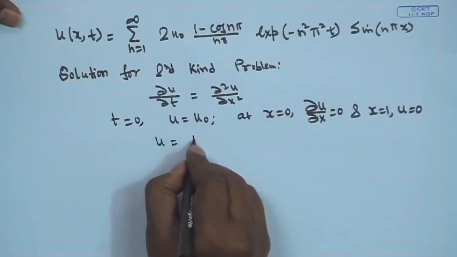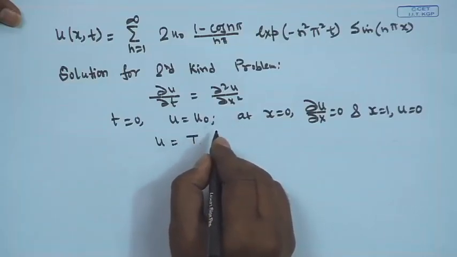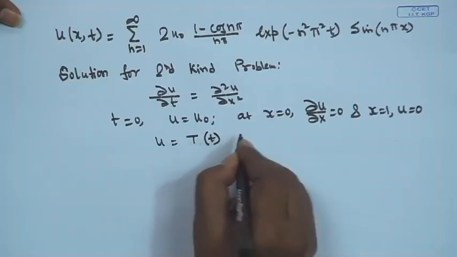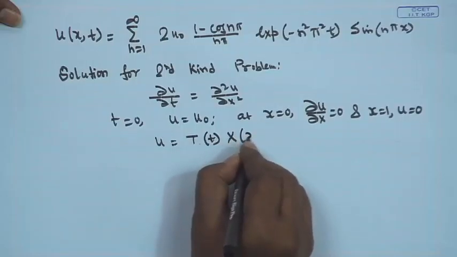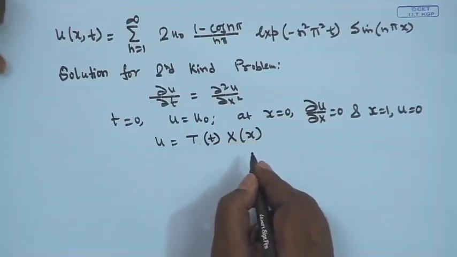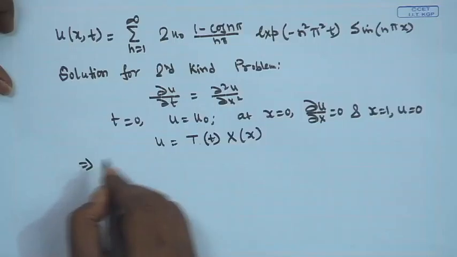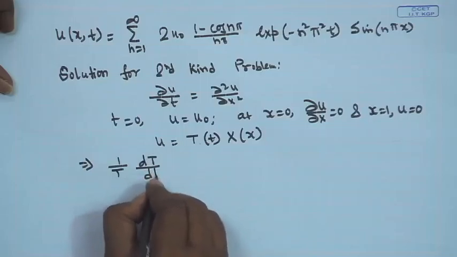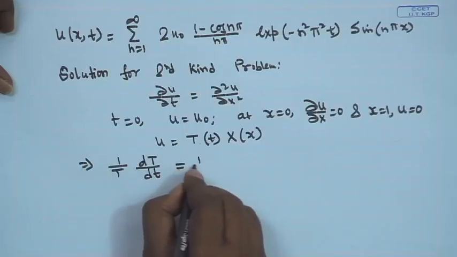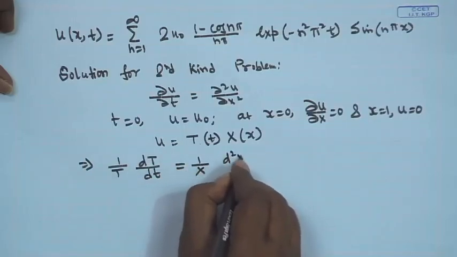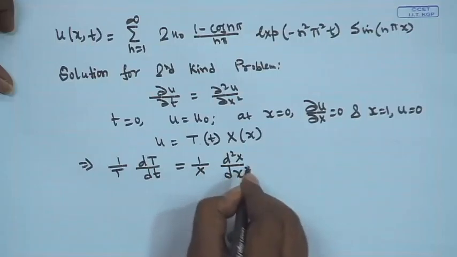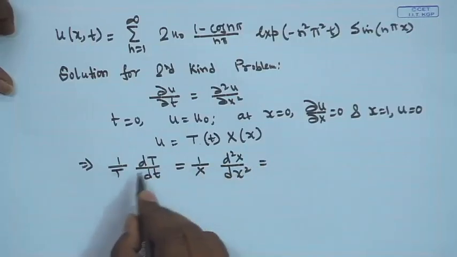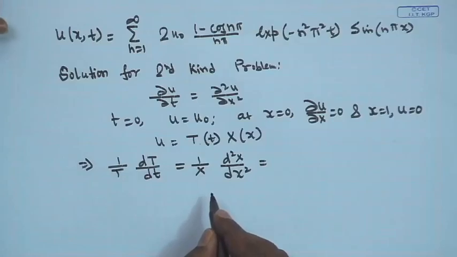We assume that the solution is composed of multiplication of two terms. One is purely a function of x, another is purely a function of time. If you do that, then after separating the variables, it becomes 1 by T dT dt is equal to 1 over X d square X dx square. Again, the left hand side is entirely a function of time, and the right hand side is entirely a function of space.